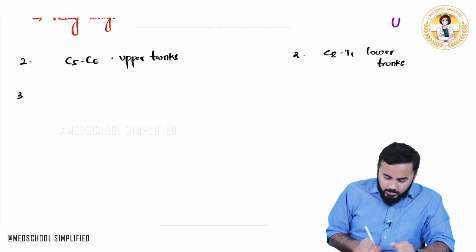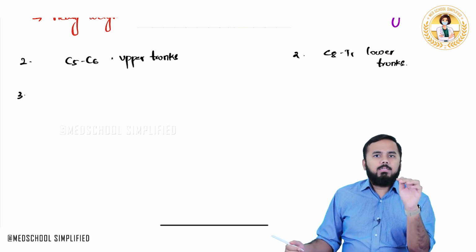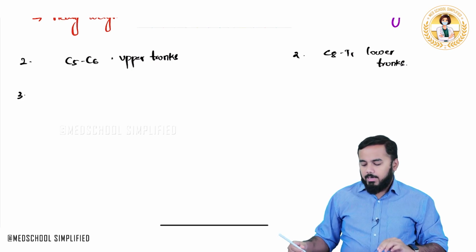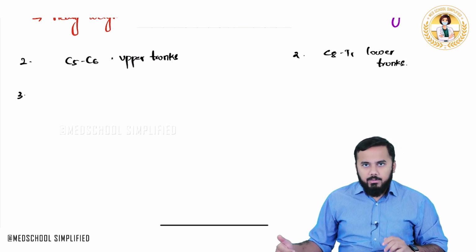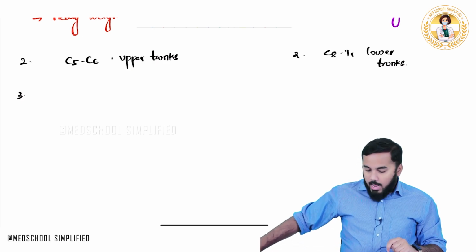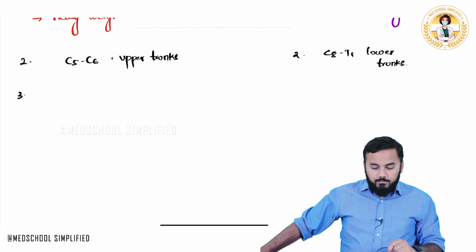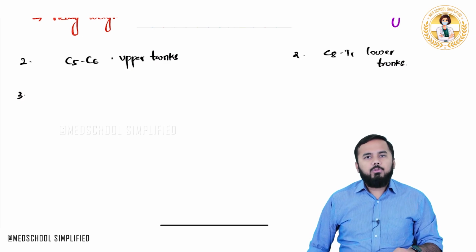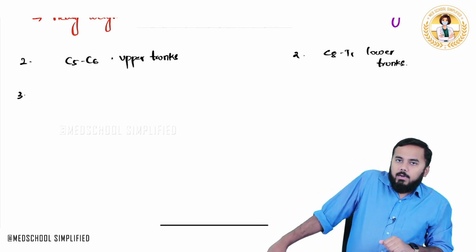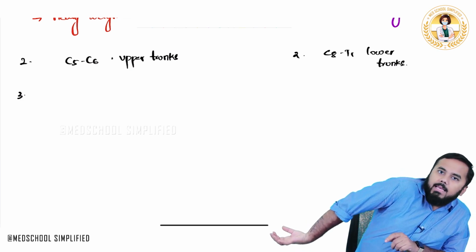Third important thing is that in Erb's palsy, what are the muscles that are involved? First of all, you tell me, in Erb's palsy, how will the patient look, guys? What will be the arm position of the patient? The patient's arm will be adducted to the body like this, right? It will be adducted and medially rotated.